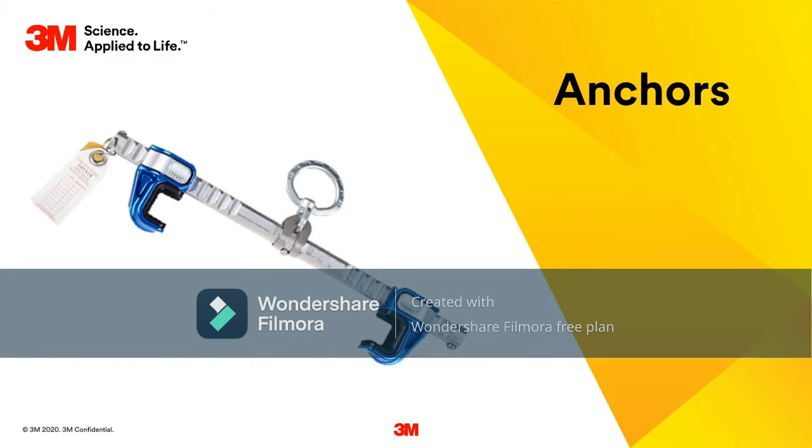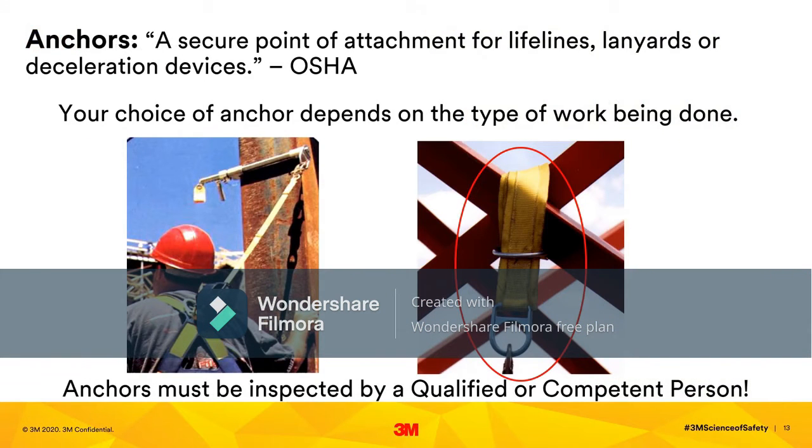Fall arrest equipment that has been exposed to a fall arrest or fails an inspection must be removed from service immediately. Some equipment, such as self-retracting devices, may be sent back to the manufacturer where they are repaired and can be put back into service.